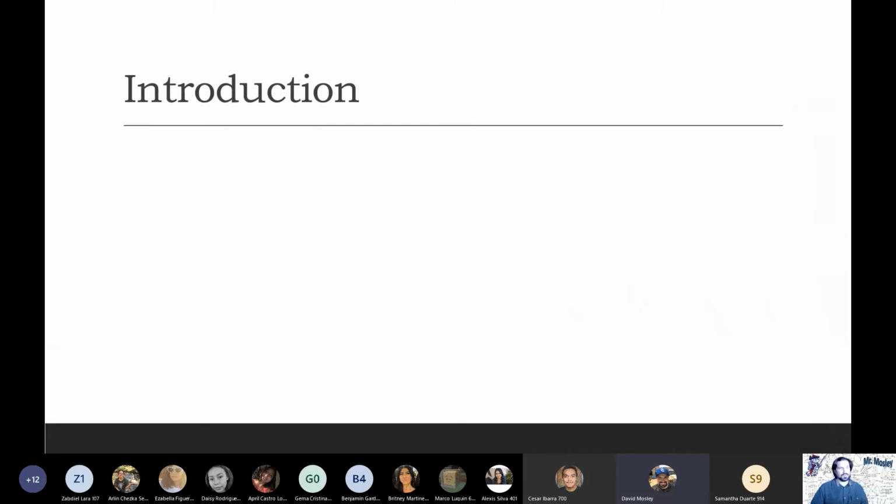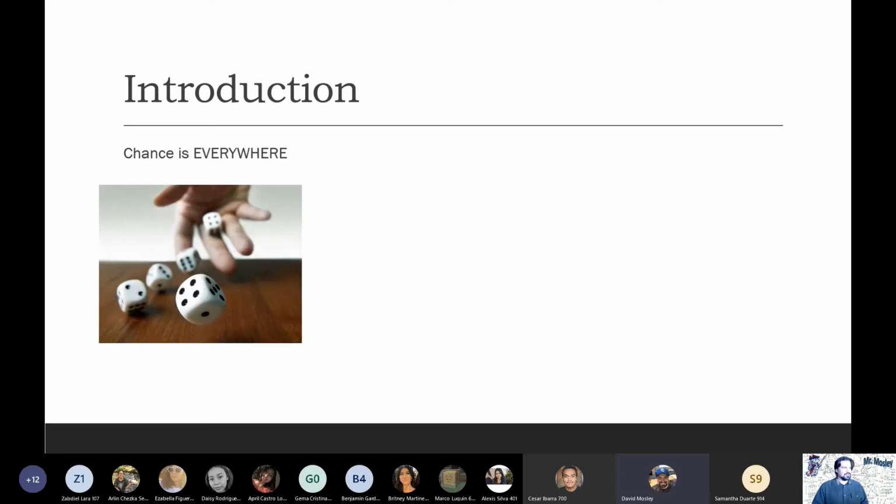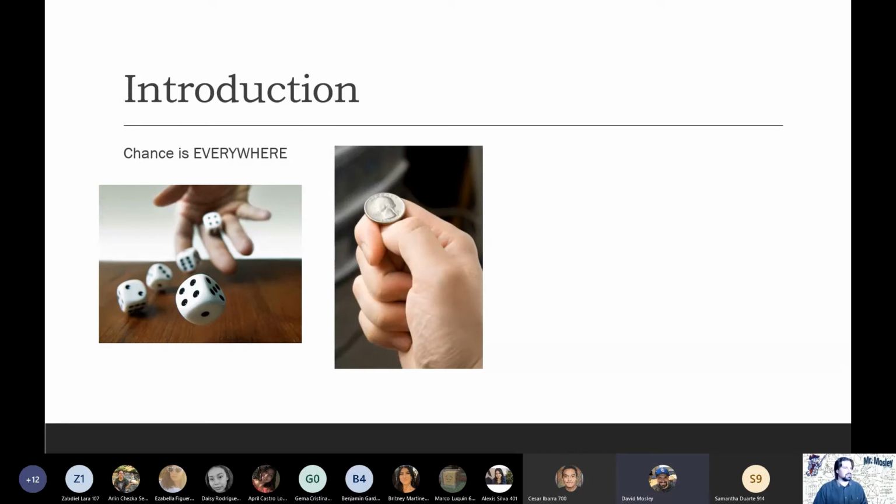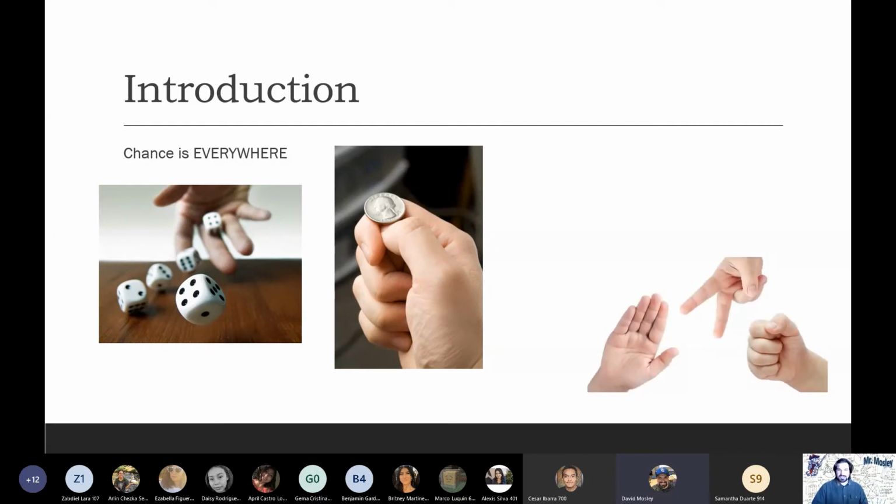So chance is everywhere. Rolling a dice, there's equal chance of getting any of the 6 sides of the dice based on probabilities. Flipping a coin, you have a 50% chance of getting heads or tails. Again, chance. When you play rock, paper, scissors, theoretically, you have a 1 in 3 chance of winning.